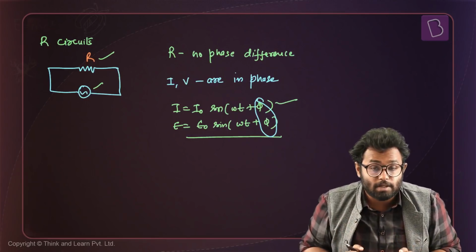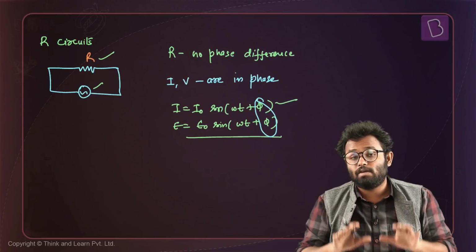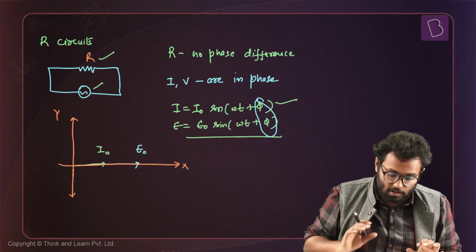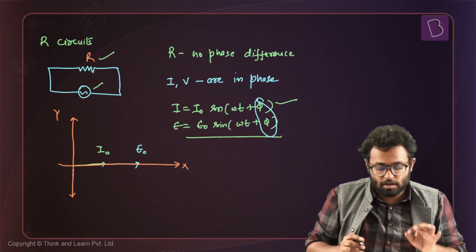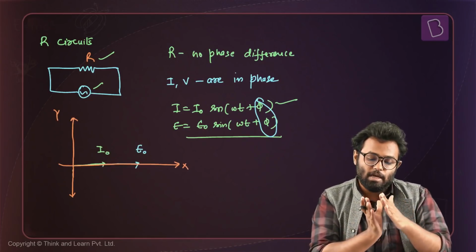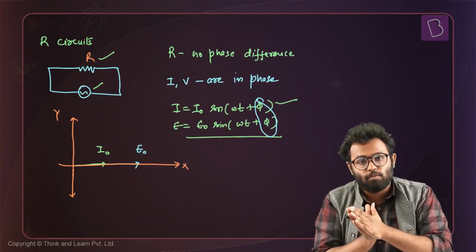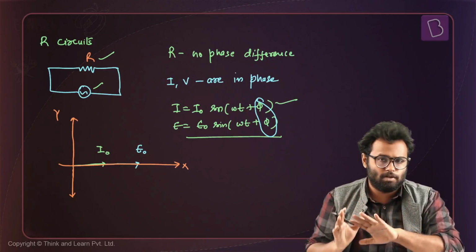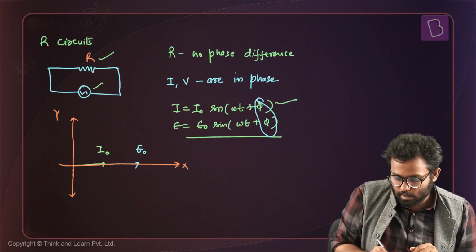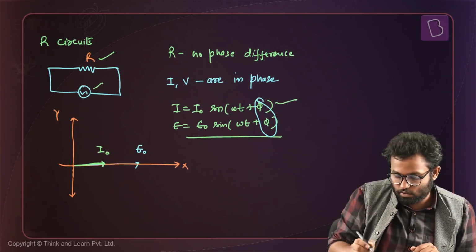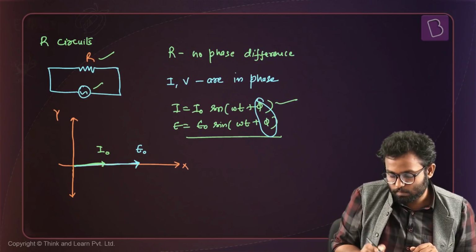Now if I want to represent that, I can represent that in something called a phasor diagram. So here I have a phasor diagram in front of me, right? I have drawn this phasor diagram to see what is the relationship between I and E. You can draw phasor diagrams for different purposes. So this one is for I and E. So I can see that I, or I0 here, is in the same direction as your E0.